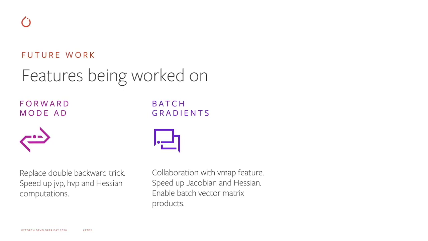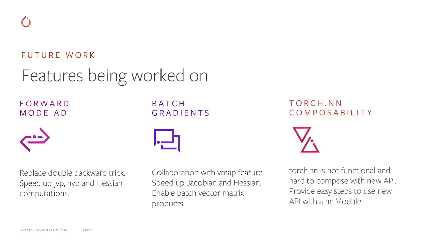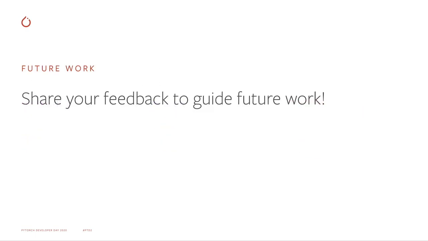Similarly, you can get batch gradients. This is a collaboration with the VMAP features that you heard about. And the idea here would be to speed up computation for Jacobian and Hessian computations. And finally, torch.nn composability is another topic we're working on. The reason for that is currently NN modules hold a lot of state and they are not functional. So they don't work very well out of the box with the new API that we designed. So the idea here is going to be to work on torch.nn to try and provide a functional version of the NN modules so that we can work with them more efficiently.